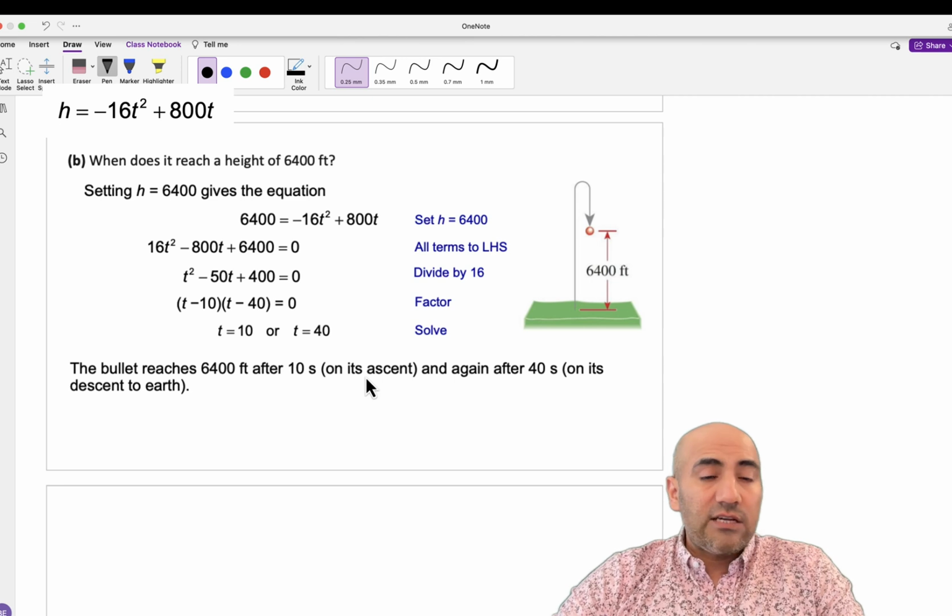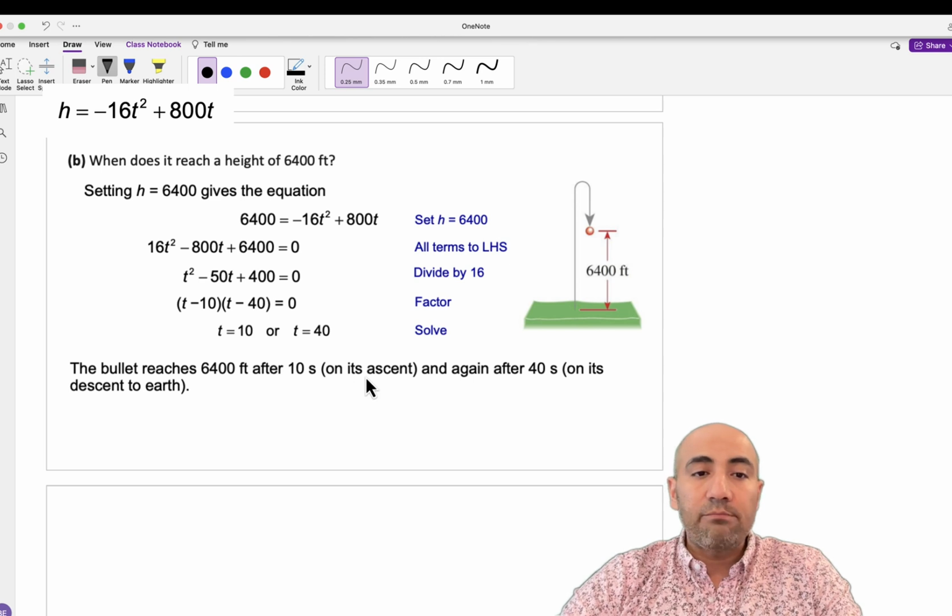This time it's not 0, so we can't use the zero product principle as we did with part A. So we move everything to one side, and luckily in this case, everything divides by 16. That simplifies to t squared minus 50t plus 400.